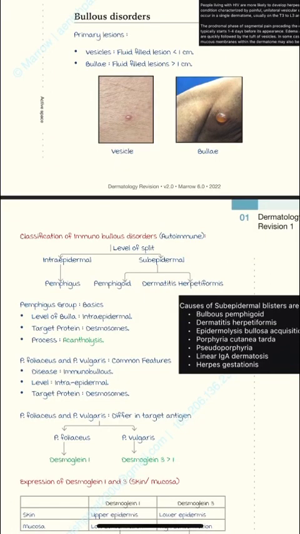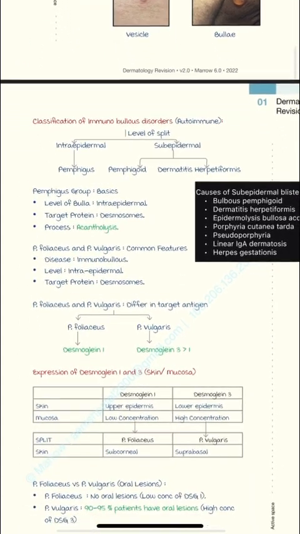Let's move on to the next topic, which is bullous disorders. First of all, let us see what vesicles and bulla mean. Vesicles are fluid-filled lesions less than 1 centimeter, and bulla are more than 1 centimeter. Let's see the classification.